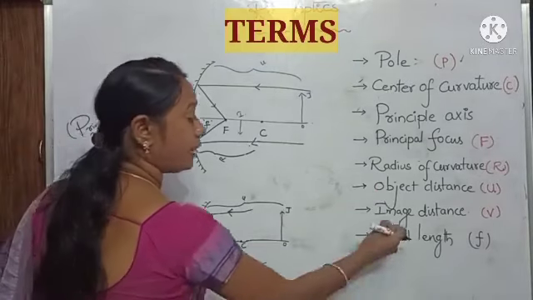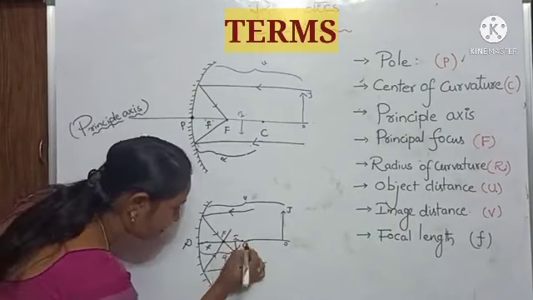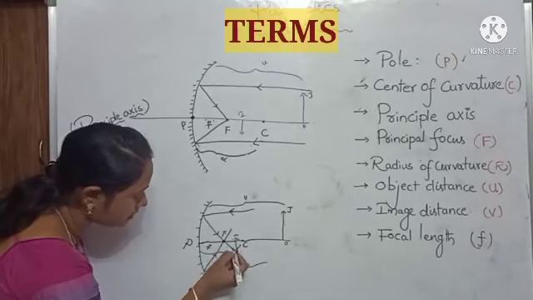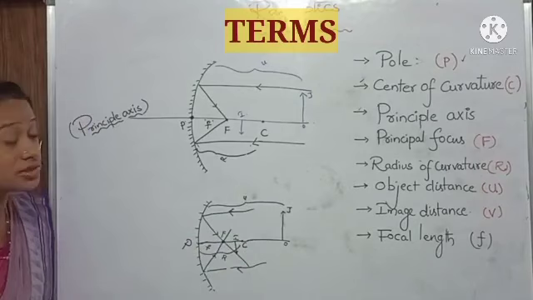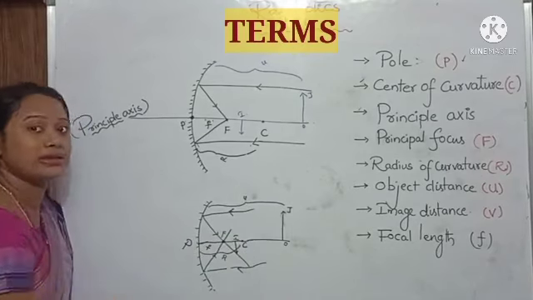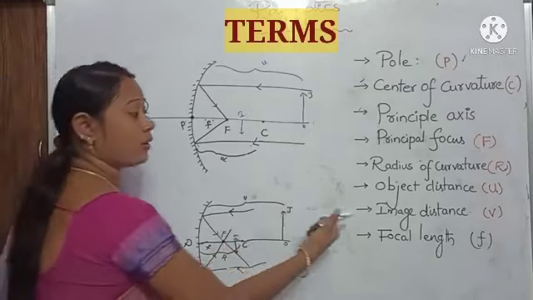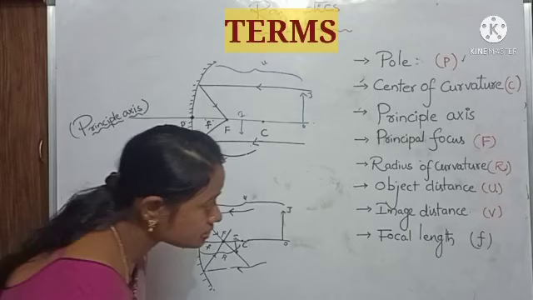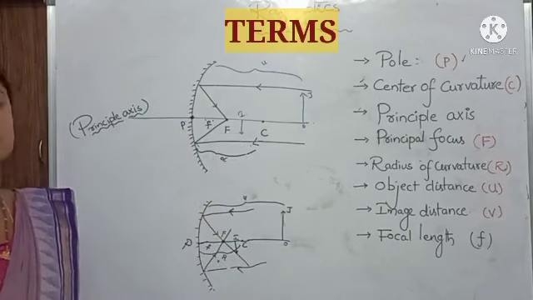Okay, next, image distance. Here we have seen the image that is represented with I. The distance between the pole and the image is known as the image distance. Okay, this is represented with small v. These all are the terms.